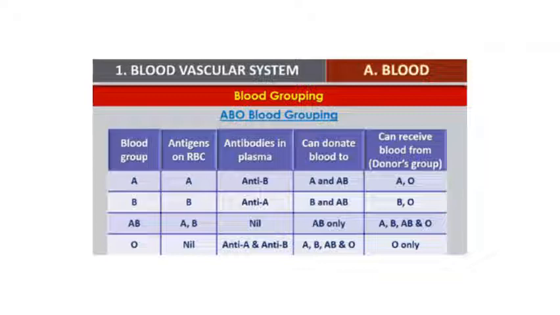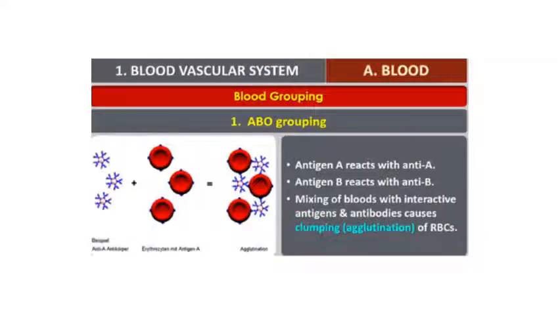A person with AB blood group can donate to AB only and they can receive from A, B, AB and O. And a person with O blood group has anti-A as well as anti-B antibodies. So these people can donate the blood to everyone, A, B, AB as well as O. But they can receive blood from people of O blood group only. So this is how the blood grouping works.